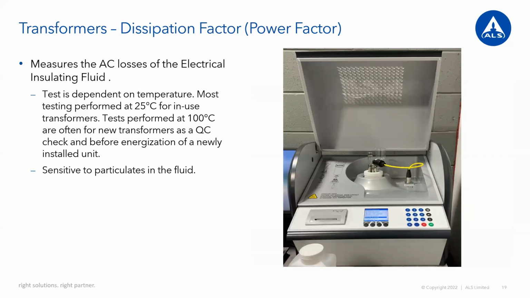Gives you an idea. Now, dissipation factor is another electrical test. This test measures the AC losses of the electrical insulation fluid. It's dependent on temperature. So most times, if you're doing in-service transformers, you do 25 degrees, and then they'll do 100 degrees Celsius for the test, or 212 Fahrenheit, just to make sure it's operating the way it should. You should never run a transformer above, like the core temperature should never get above 40.